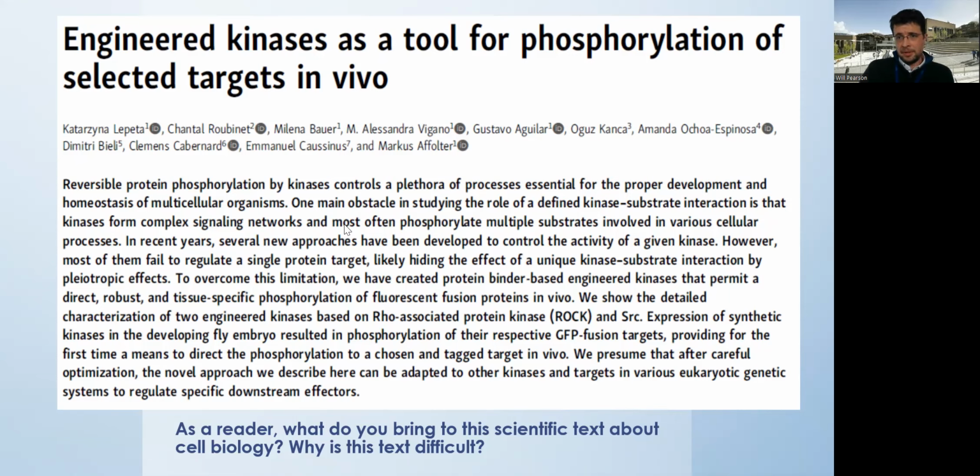We also have, though, to help the reader to navigate this complex abstract, these discourse markers, or metadiscourse markers, that guide the reader. For example, "one main obstacle to overcome this limitation" helps introduce what the writers are about to say. And then, of course, we have lots of what we call propositional content, which is the ideas or the meaning that the writers are trying to convey. Just as an example here, "expression of synthetic kinases in the developing embryo resulted in phosphorylation of their respective GFP fusion targets." So this is clearly a central idea which the writers are trying to convey.